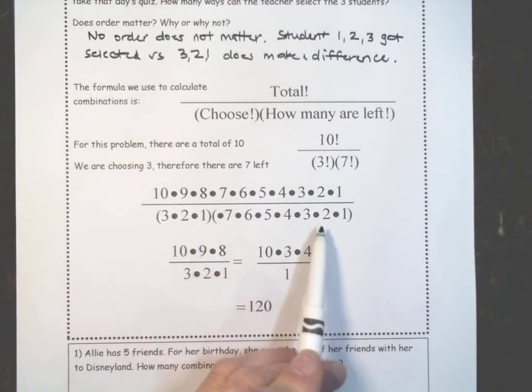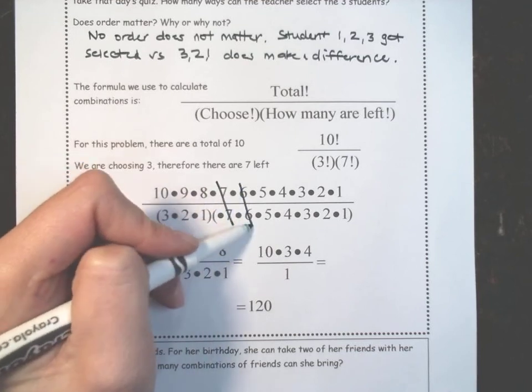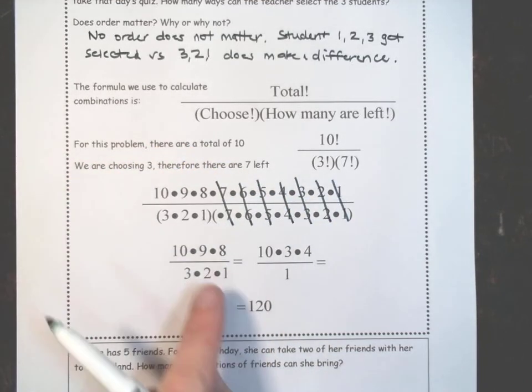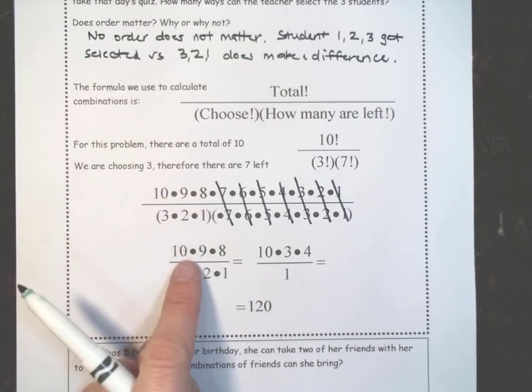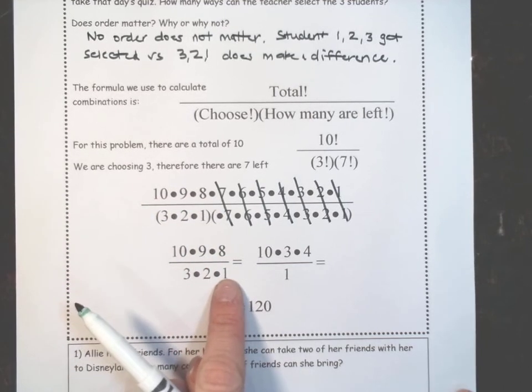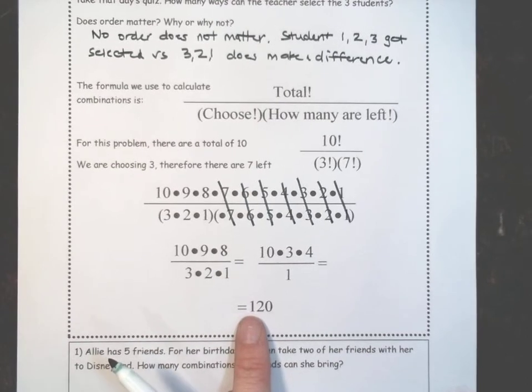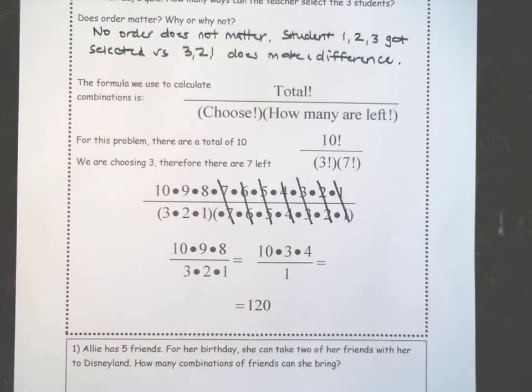So then we expand our factorials. These all cancel out, leaving you with 10, 9, 8 divided by 3, 2, 1. And then you simplify, which means there are 120 different variations of 3 students the teacher can pick.